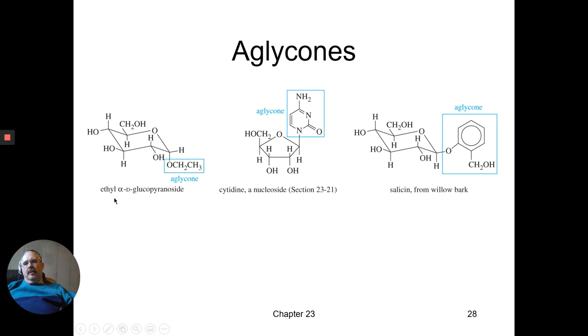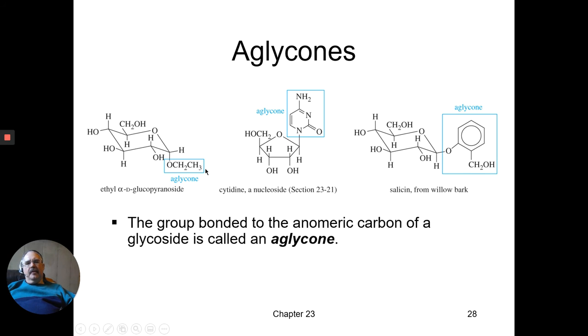So here we have ethyl alpha-D-glucopyranoside. We've replaced the hydrogen with an ethyl group. Nucleosides are actually aglycones. So this is ribose here, and this is the anomeric carbon, and the OH is replaced by this base cytosine, and this is now called cytidine, which is a nucleoside.